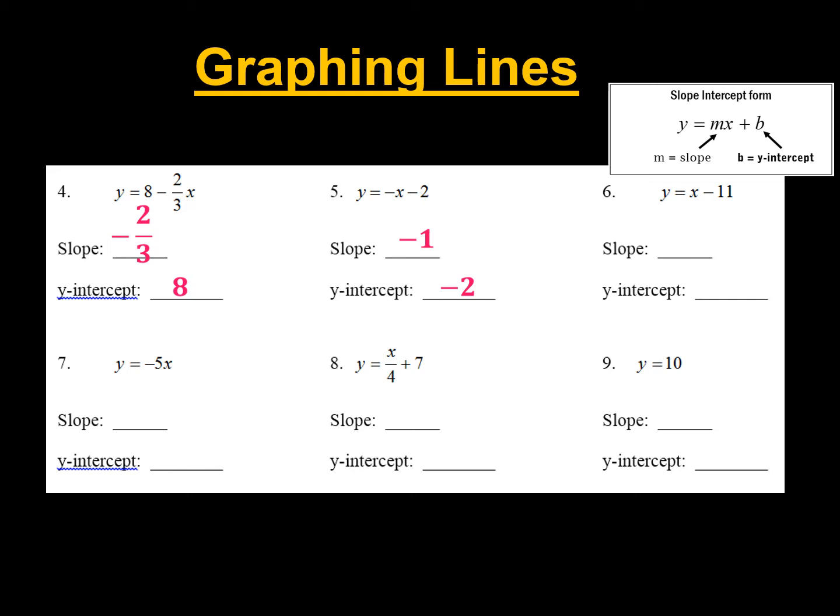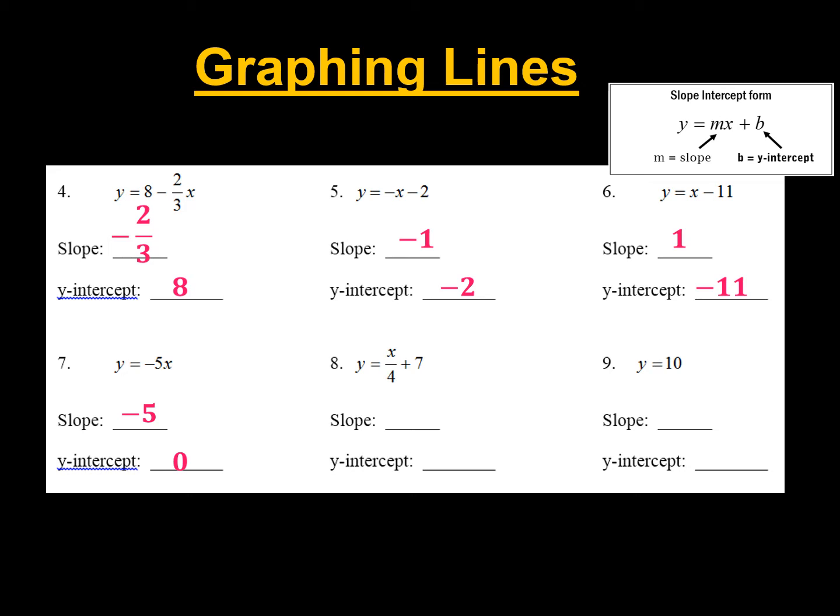Okay, number 6, y equals x minus 11, which is still in the y equals mx plus b form. The slope is 1, and the y-intercept is -11. Okay, on number 7, still in y equals mx plus b, the slope there is -5, and notice there's no plus or minus a number, which means the y-intercept is 0.